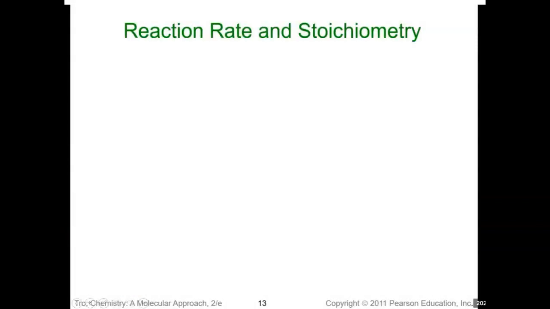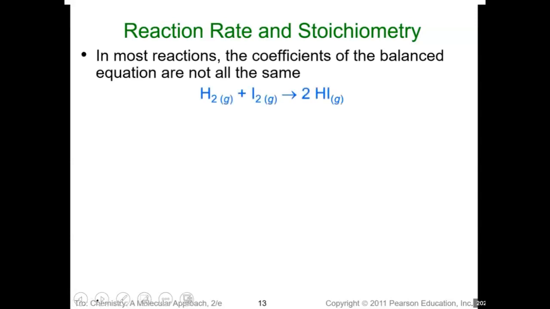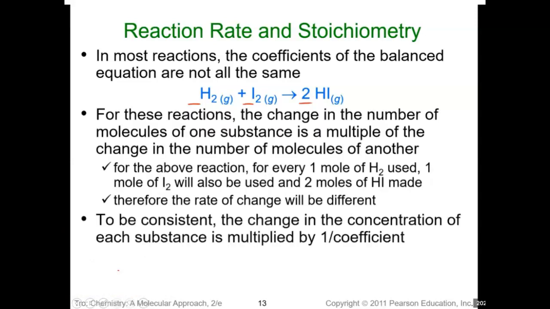Okay, so now we're going to look at the reaction rate and stoichiometry. In most reactions, the coefficients of the balanced chemical reactions are not the same, right? So this is like a 1, a 1, and a 2. And so for these reactions, the change in the number of molecules of one substance is a multiple of the other. Okay, so what does this mean? This becomes very important when we're talking about kinetics. For every 1 mole of H2, we use 1 mole of I2 and we make 2 moles of HI, right? We've known this for over a year.